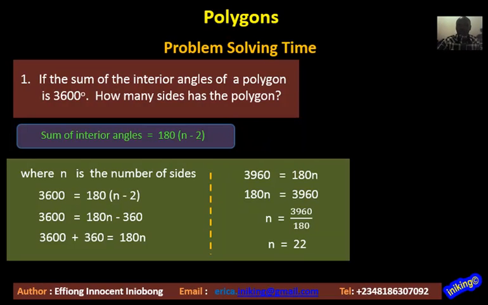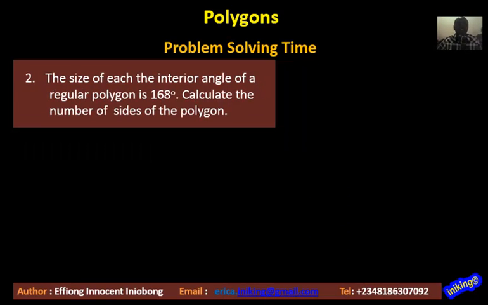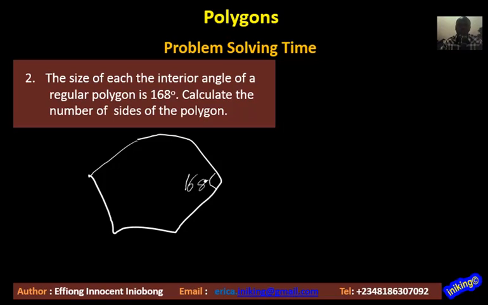Next question. The next question states that the size of each of the interior angles of a regular polygon is 168. Each interior angle. Now let me just assume that this is a polygon, and we are told that each of its angles is 168. And we are asked to find the number of sides of the polygon.